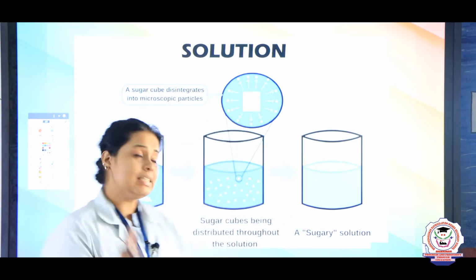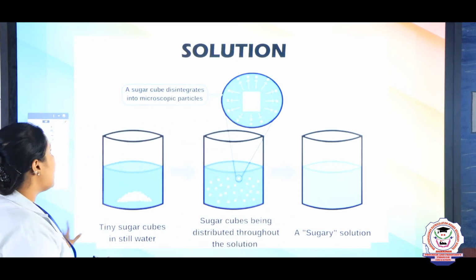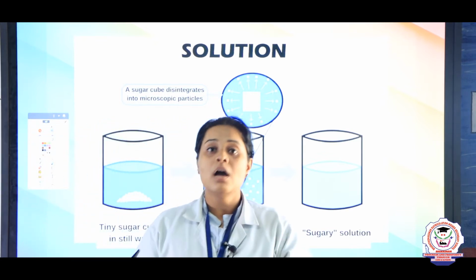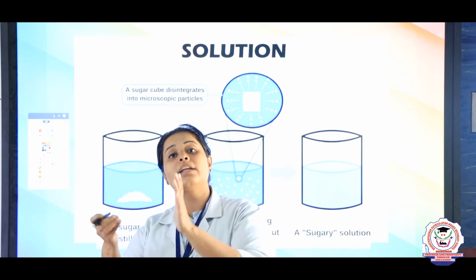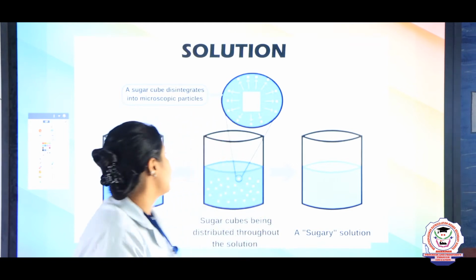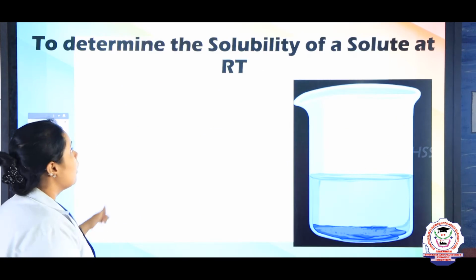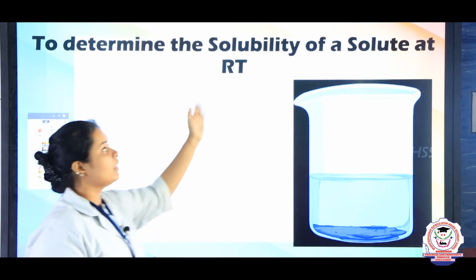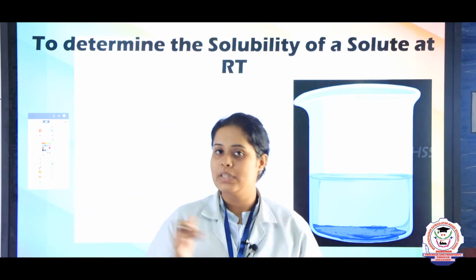So children, in this lesson, we are going to discuss solubility. Solubility means when a solid dissolves inside a liquid and it disappears. Okay, so now let's go and see what's there in this lesson. So children, first we have to determine the solubility of a solute at room temperature.